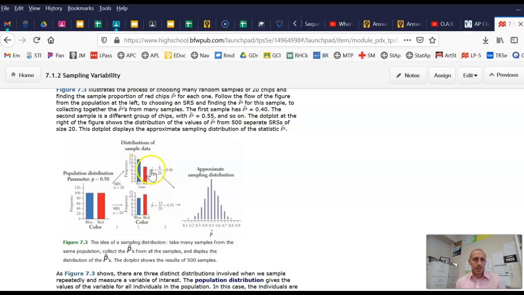Now, if I take the sample proportion, the proportion of the red chips, 40%, put it into a dot plot, 55%, put it into a dot plot, and do this for every single sample of size 20 from the population, I would have the sampling distribution. All the possible values I could get for the proportion of red. And then I can start to see a pattern. I can describe the center, the shape, the variability, and see what values are unusual, which ones are not. Is it statistically significant? Is it not?